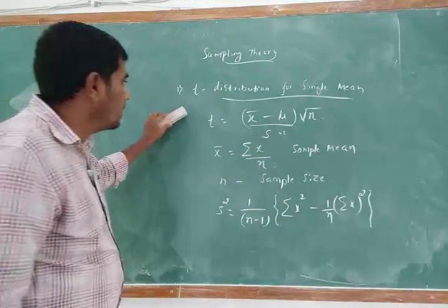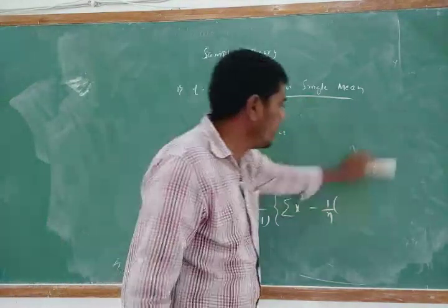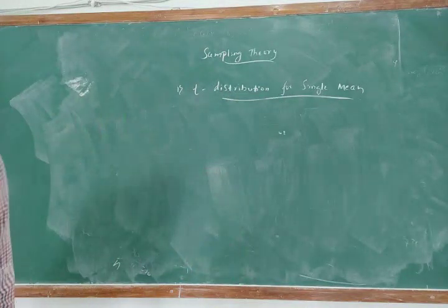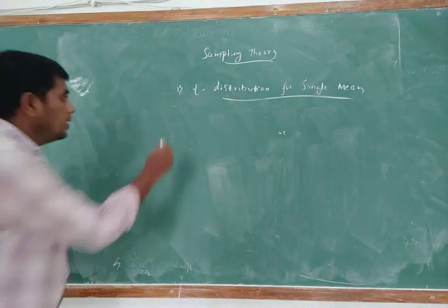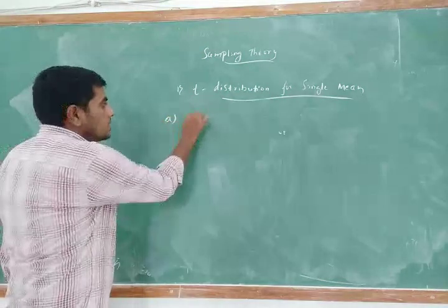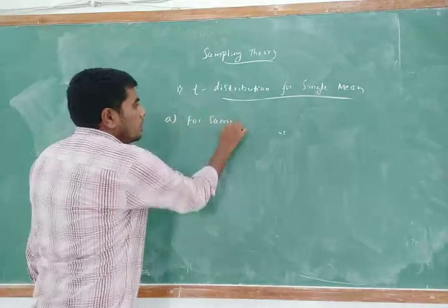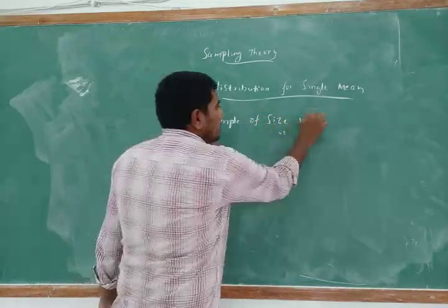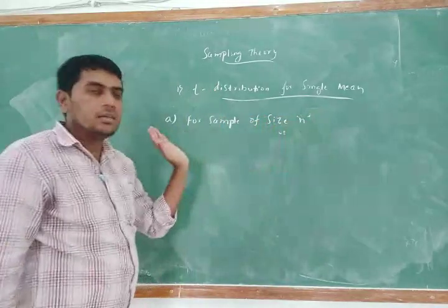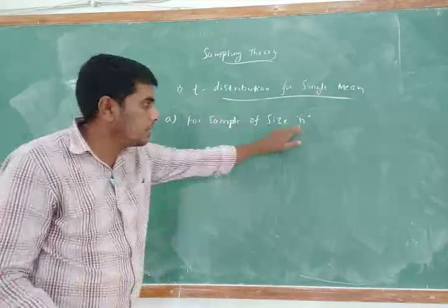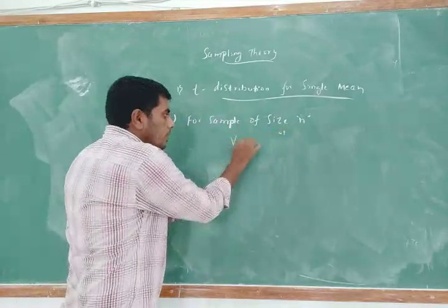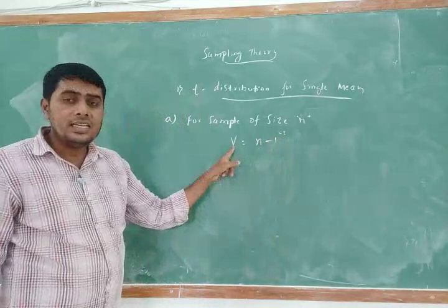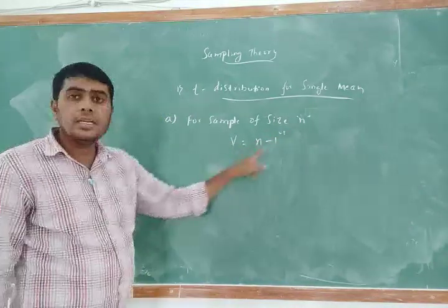See, that note also is important, I'm telling. Note 1: for a sample of size n, so n samples will be there. Is it clear in the distribution? If n samples are there, then v is equal to n minus 1. This we have already discussed. This is nothing but degrees of freedom, right? V is nothing but degrees of freedom.